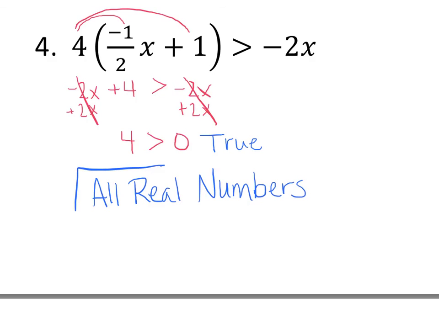All right, so I want you to keep in mind, if you get the x's to cancel out, or any variable for that matter, and you get a true statement, then it's all real numbers. If you get a false statement, that means that there's not a number that will work in there. And so for that case, we just say no solution.